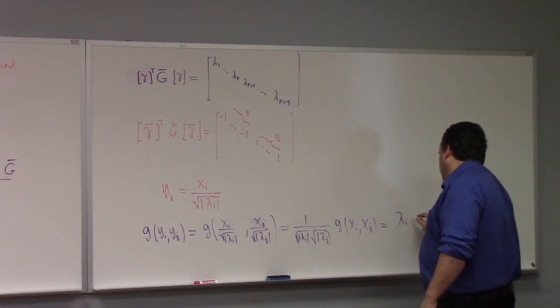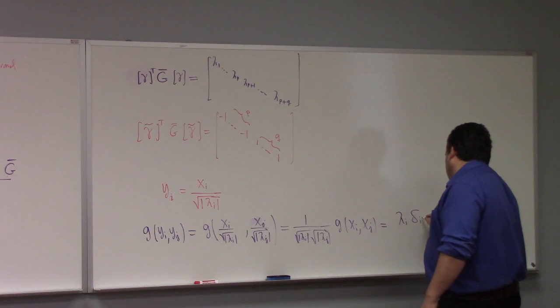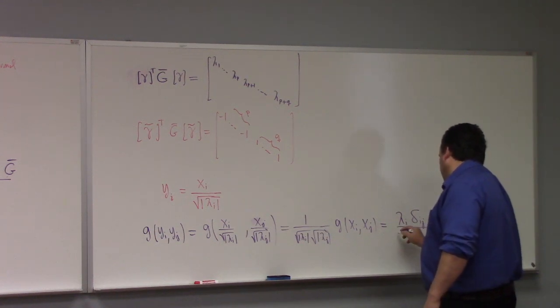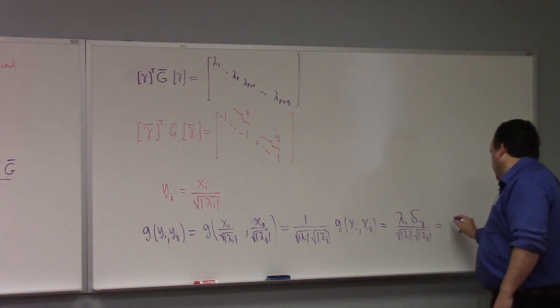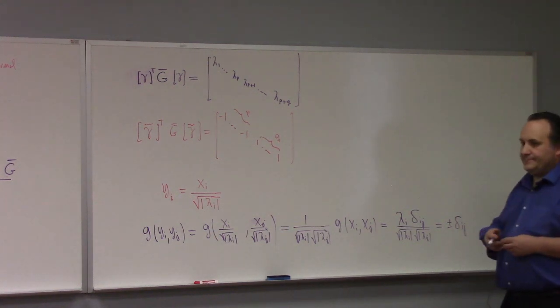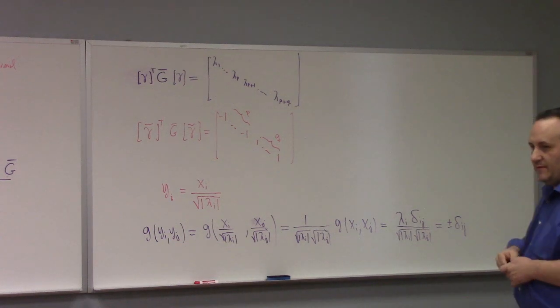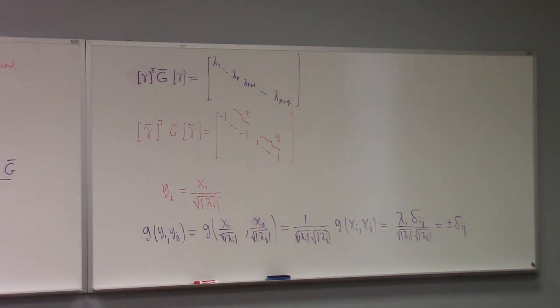lambda i. When you work this out, this gives us lambda i Kronecker delta ij divided by the square root of the absolute value of lambda i, square root of the absolute value of lambda j, which is equal to plus or minus Kronecker delta ij, where the plus or minus is determined by whether i and j are both in the first p values, or i is equal to j and it's one of the last q values. Because we've got absolute value down there, and that absolute value is either the plus or minus the eigenvalue.